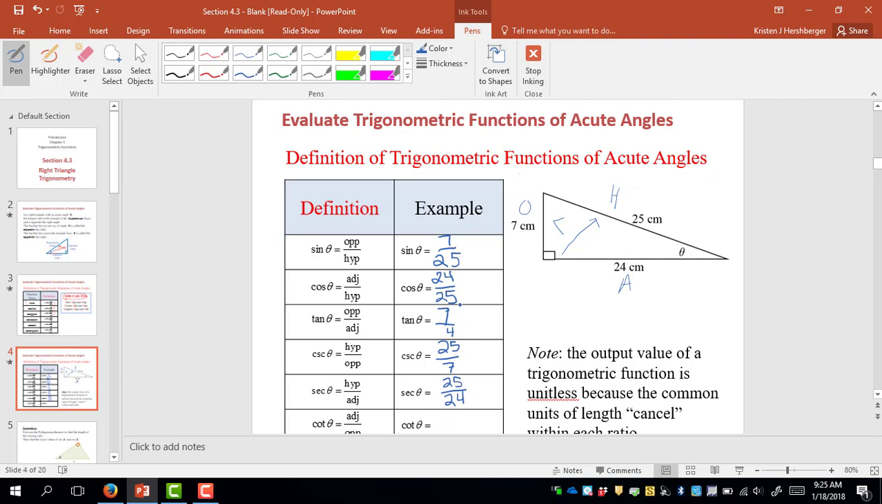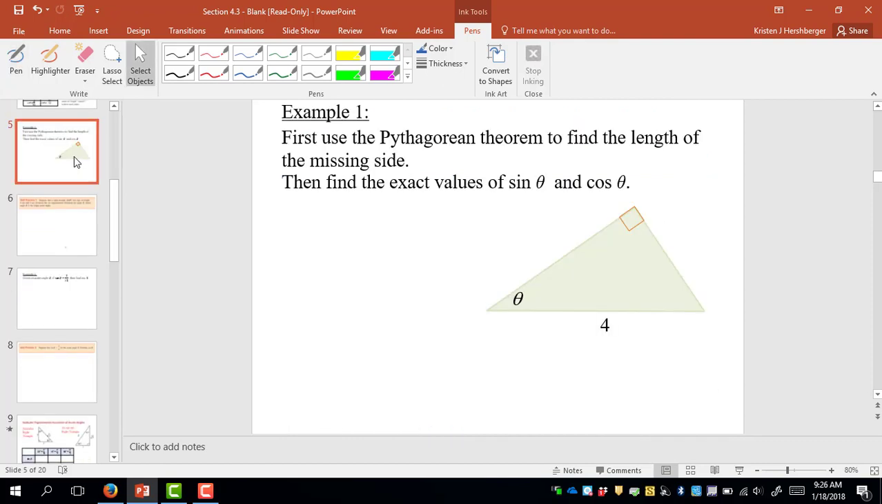Cotangent is the reciprocal of tangent, so since tangent was 7 over 24, cotangent should end up being 24 over 7. So our adjacent was 24 over our opposite was 7, and we did get 24 over 7. So that's the way we can evaluate trig functions using right triangle trigonometry.